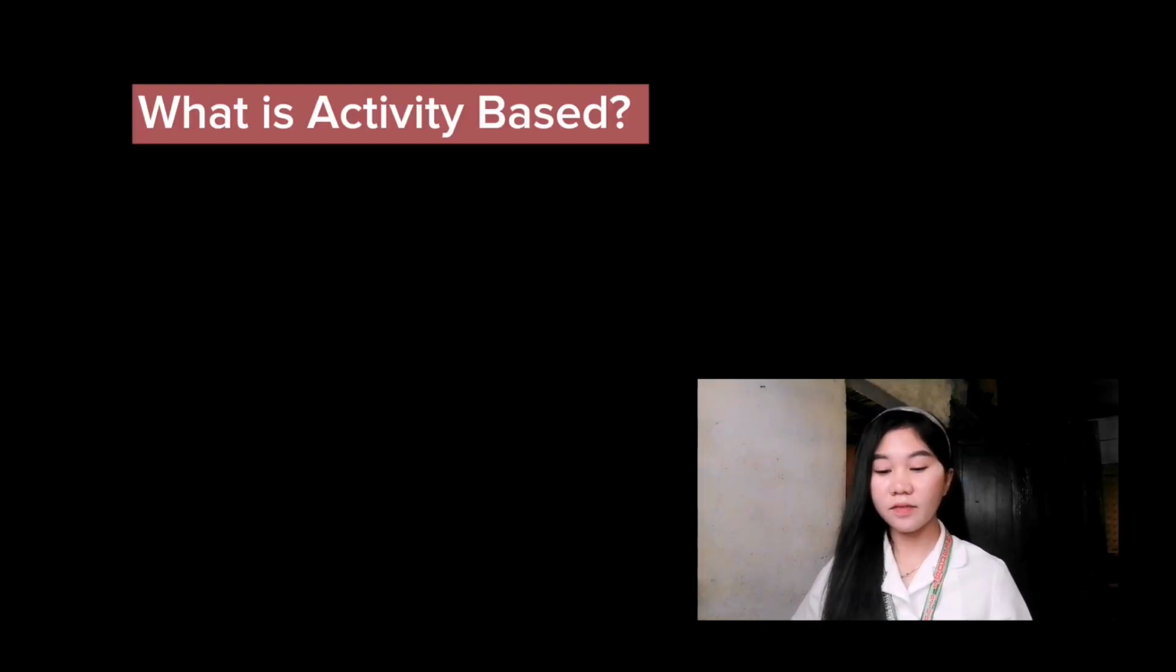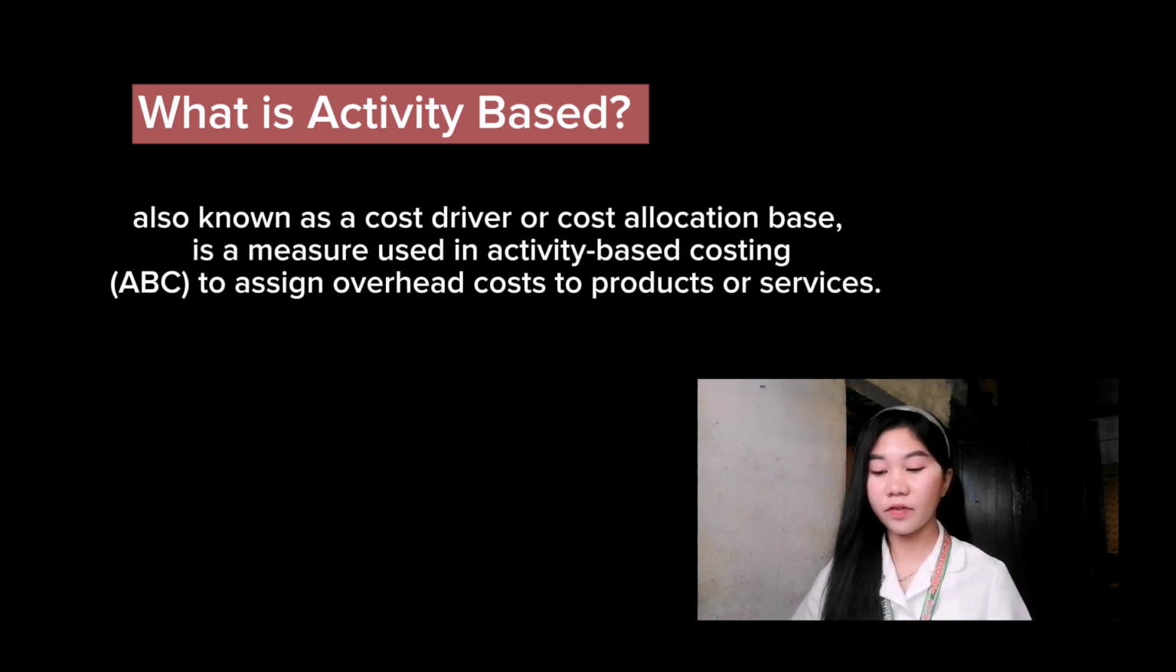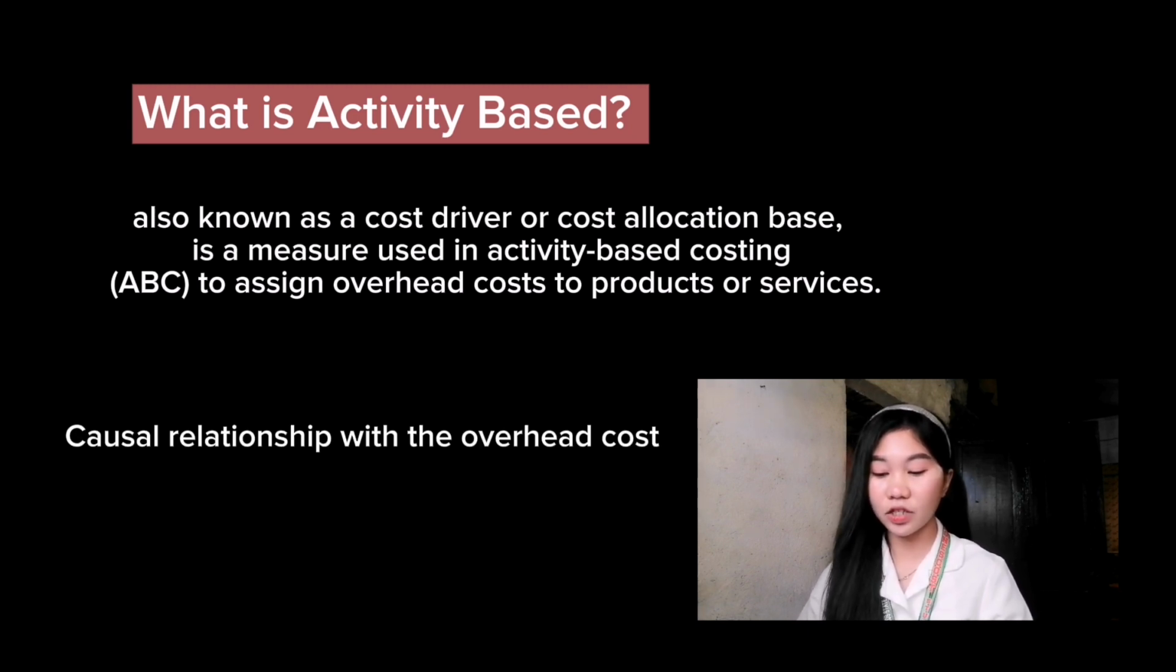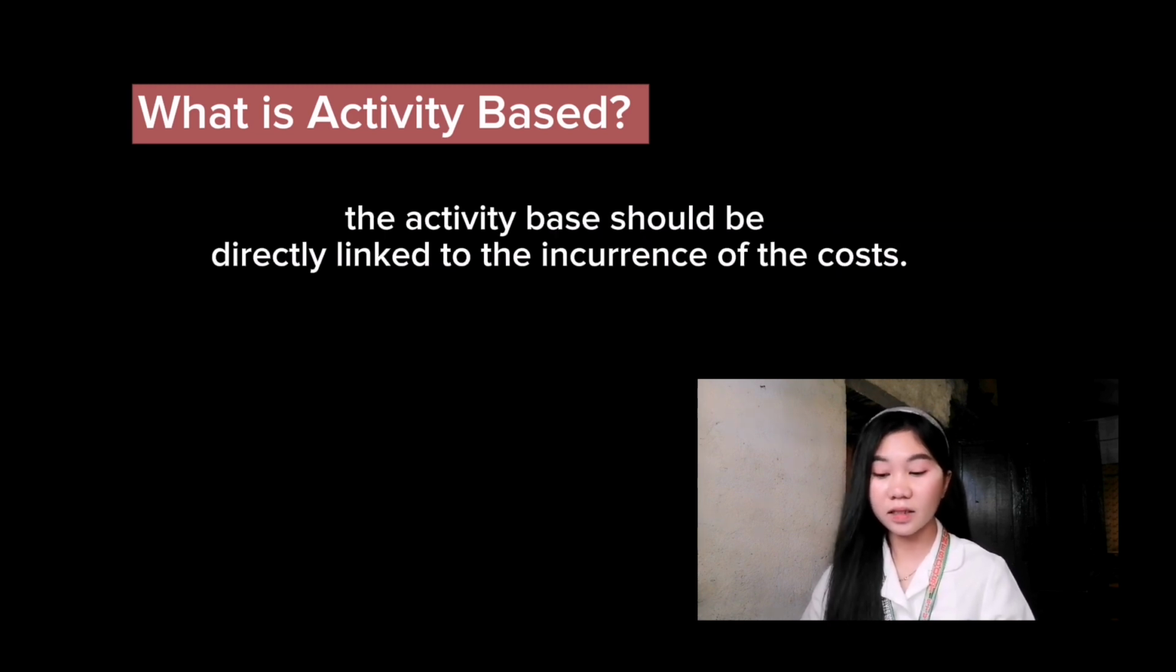So what is activity base? An activity base, also known as a cost driver or cost allocation base, is a measure used in activity-based costing or ABC to assign overhead costs to products or services. It is a factor that drives or influences the cost of performing a specific activity. The activity base is selected based on its causal relationship with the overhead cost, meaning the activity base should be directly linked to the incurrence of the cost.